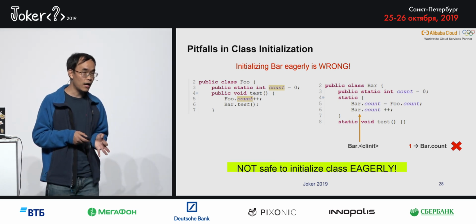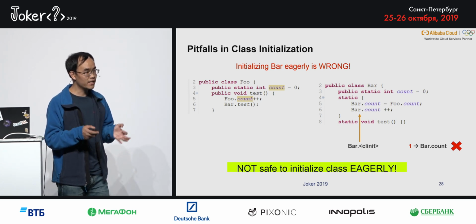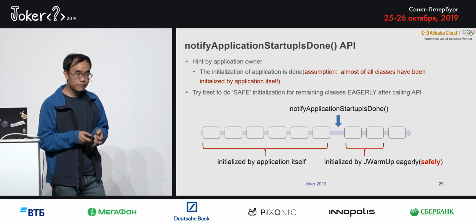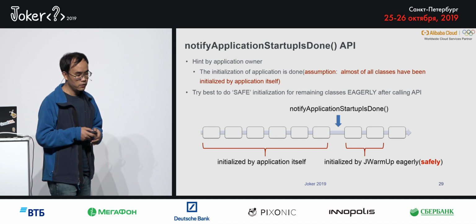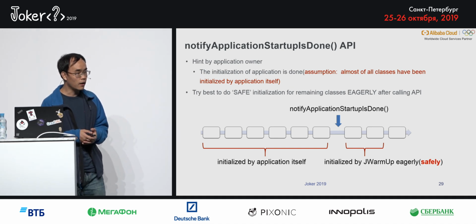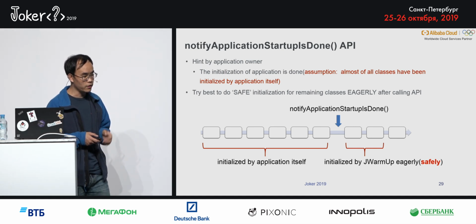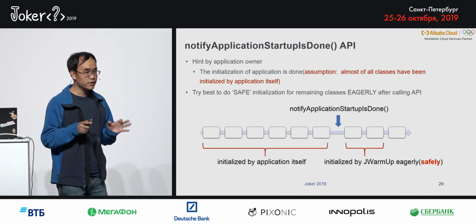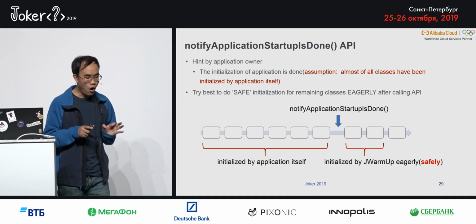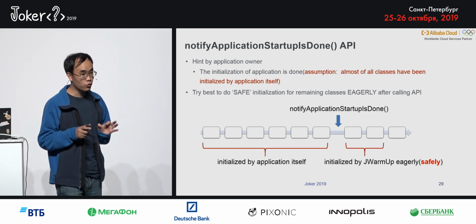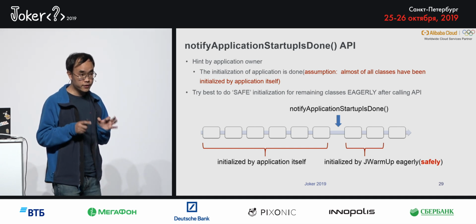That's the problem. So the key conclusion is it's not safe to initialize classes eagerly. We need to have some other mechanisms to handle this. So that's why we came up with this API, notify application startup is done. Actually, you can think it's a suggestion by the application owner. So when this API is called, we just have an assumption: almost all classes have been initialized by the application itself.